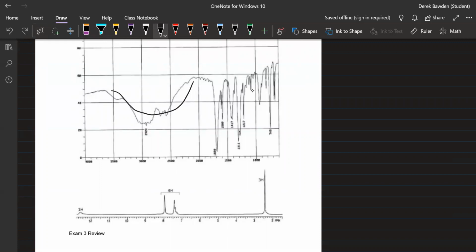Not quite, you're close. It looks like it. Yep, it is an acid. What type of acid? Not a ketone. Anybody remember? Carboxylic acid. Perfect. Okay. When you have a broad peak that goes through 3,000, you're going to have a carboxylic acid.